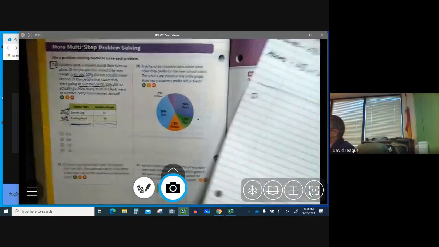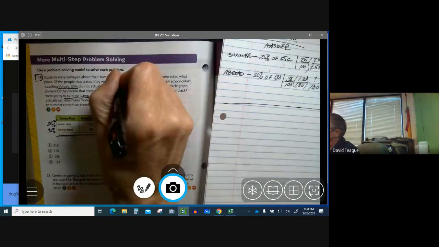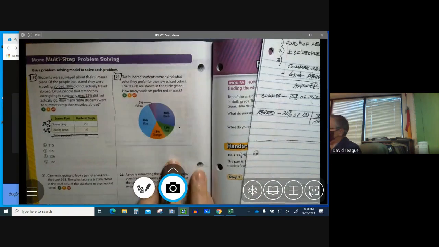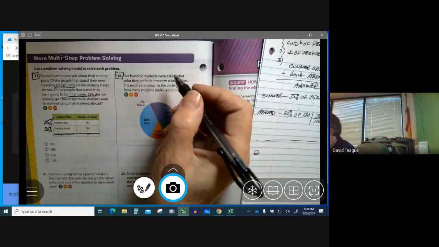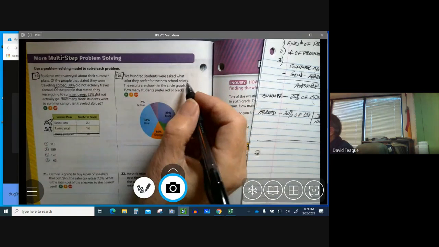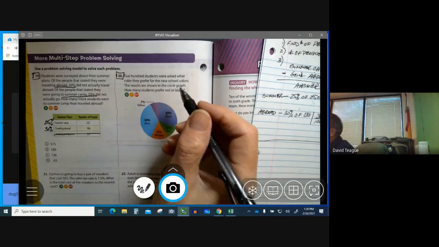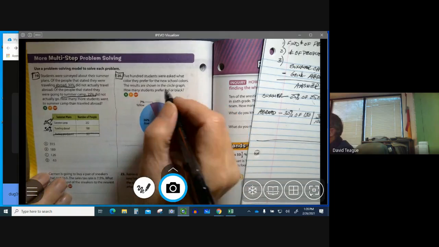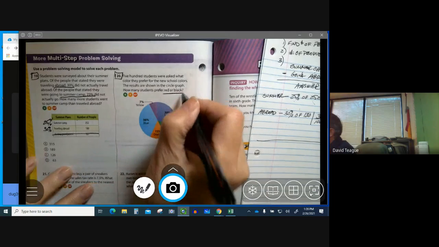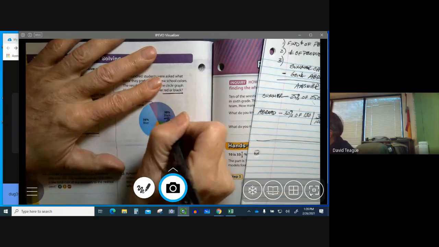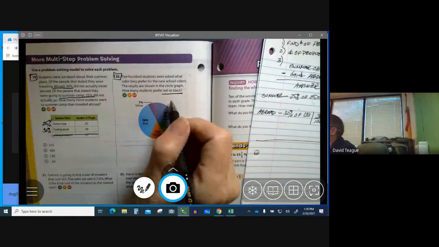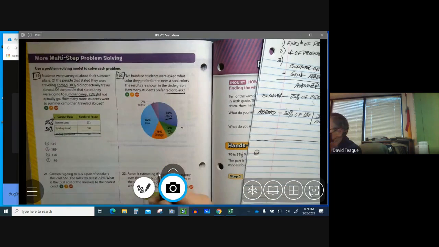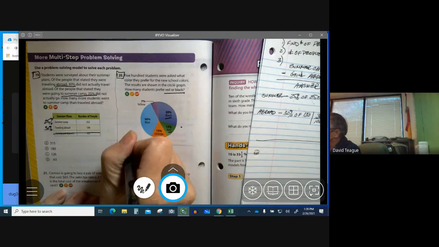Okay, so let's look at number 20. I think I have enough room. It says 500 students were asked what color they prefer for the new school colors. The results are shown in the circle graph. How many students prefer red or black? So this is black, this is red, and we're actually going to have to add them together, right? The first thing, red, we have to find out the red people.